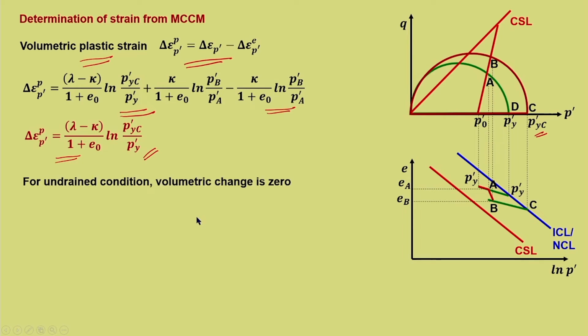Now, for undrained condition, we know that the total volumetric strain will be 0. So, this component delta epsilon_v' is equal to 0. In that case, we get the expression delta epsilon_v'^e is equal to minus of delta epsilon_v'^p. That is for additional information. So, we have now completed the volumetric strain part.